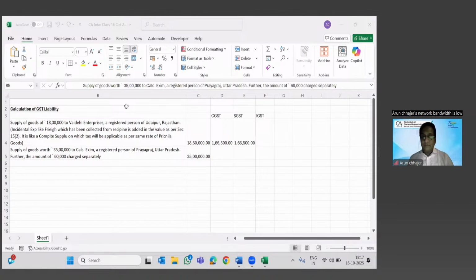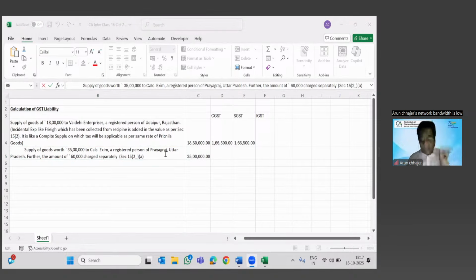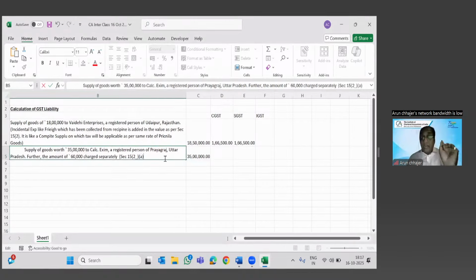Other than GST, other taxes will be included. Absolutely correct. Recall section 15, subsection 2, clause A. Just writing the section will not give you additional marks. However, I am writing the section for better clarity only.